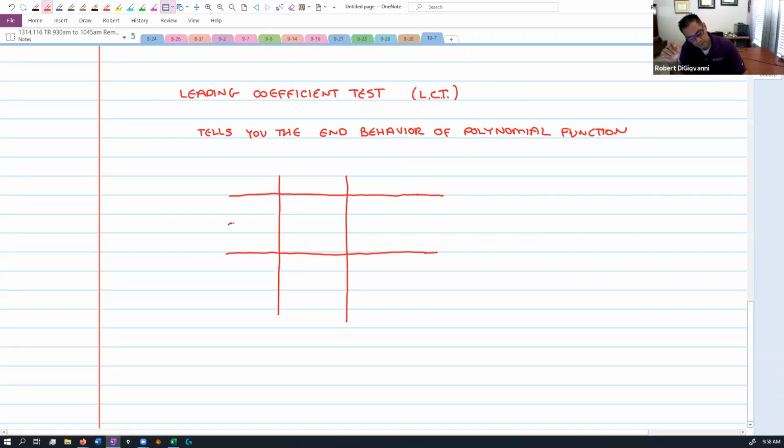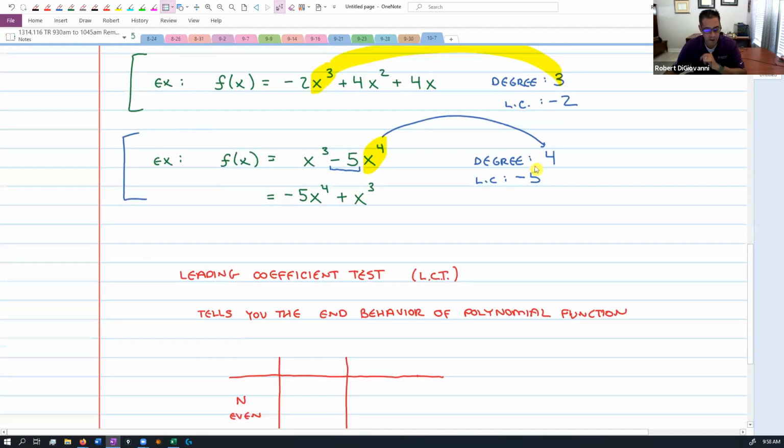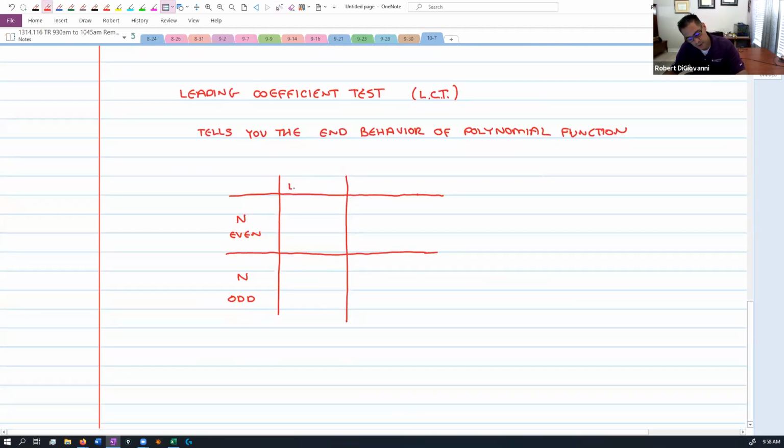So I'm going to put over here n even and odd. Those are the two different things that can happen. Remember, n is the highest power, right? So n can be even or n can be odd. And then when you look at the leading coefficient, the number in front, that number can either be positive or negative, right? So on here, I'm going to put LC positive, LC negative.